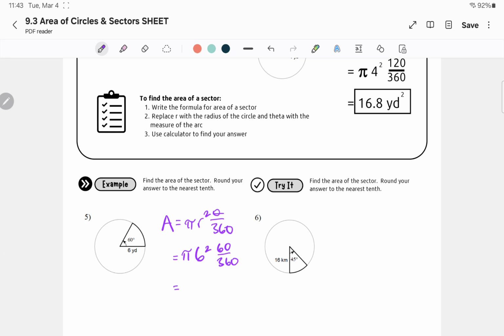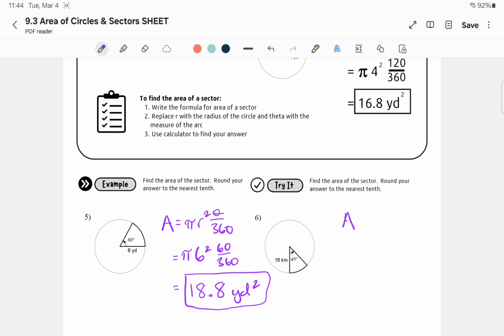So you can put all of this into the calculator. So hit clear, put in pi times, and now 6 squared is 36, or you could just put in 6 square key, times 60 divided by 360. And you get 18 point, and we round this to 18.8. So I'm going to say that one more time, okay? We're going to put in pi times 6 squared, square key, times 60 divided by 360. Just like I said it, put that in your calculator, and you get 18.8 yards squared. So go ahead and pause the video, try number 6 on your own.